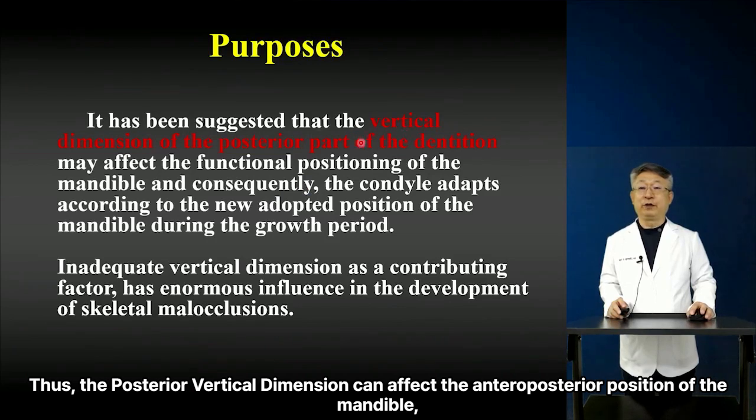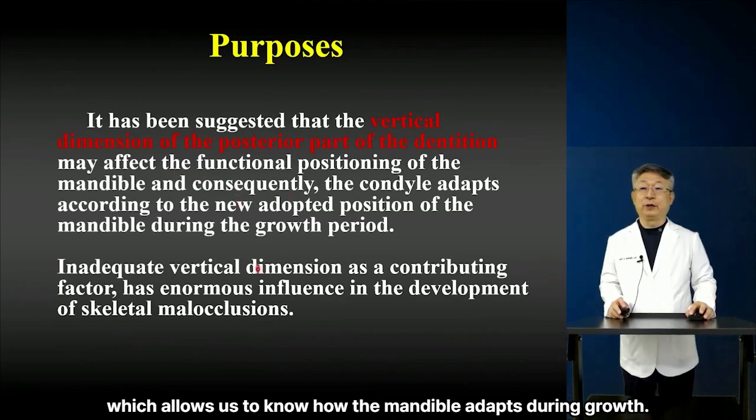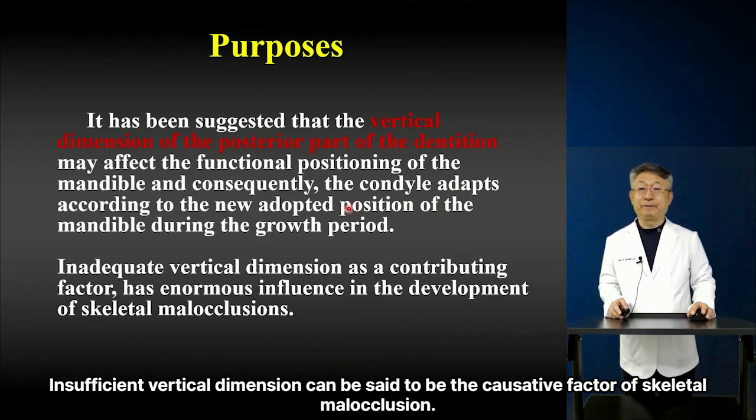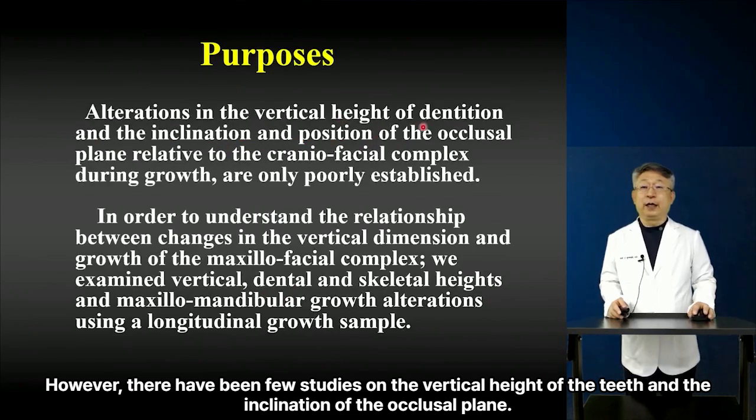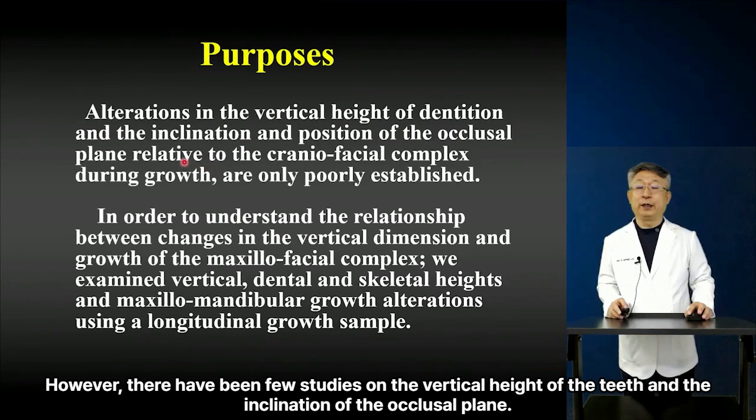Thus, the posterior vertical dimension can affect the anteroposterior position of the mandible, which allows us to know how the mandible adapts during growth. Insufficient vertical dimension can be said to be the causative factor of skeletal malocclusion. However, there have been few studies on the vertical height of the teeth and the inclination of the occlusal plane.